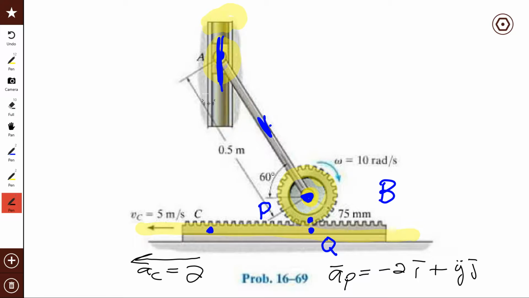Now, what if the rack was moving at constant speed? What changes? Yeah, the negative 2 is a 0I plus y double dot J.